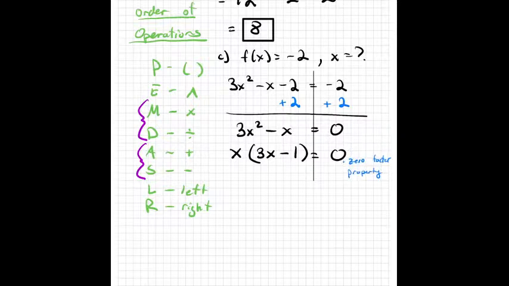So the zero factor property says that when we have two or more things that multiply to give us zero, basically you set each thing to zero and solve. Because if this first thing is zero, zero times anything, everything collapses to zero. If this second thing is zero, zero times anything is going to be zero. So we set each thing to zero and solve. X equals 0 or 3x minus 1 equals 0. The first one's already solved for us. We add 1 on both sides.